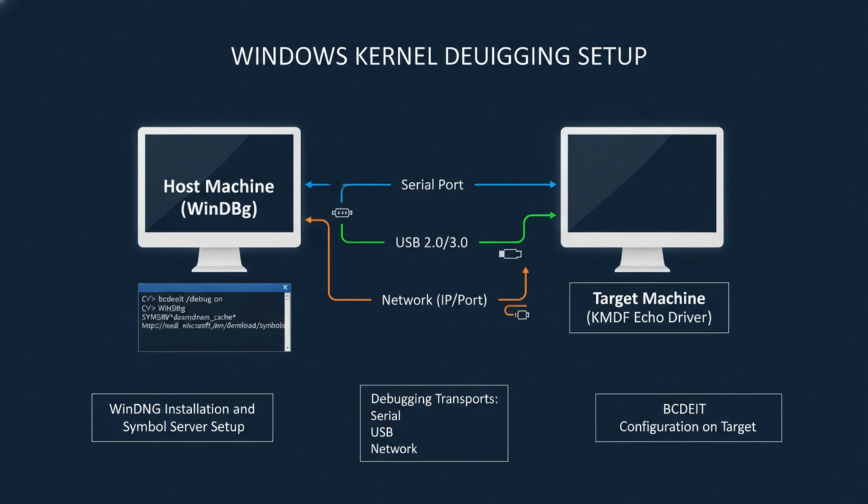For network debugging, you'll need to configure the target machine's boot configuration data, or BCD, using commands like bcdedit /debug on and specifying an IP address and port. On the host, WinDbg needs to be installed, ideally with symbol server paths configured to Microsoft's public symbol server to resolve function names and data structures. This setup ensures WinDbg on the host can communicate with the kernel debugger on the target, allowing for seamless breakpoint setting, memory inspection, and execution control across the two systems, forming the foundation for our advanced debugging techniques.